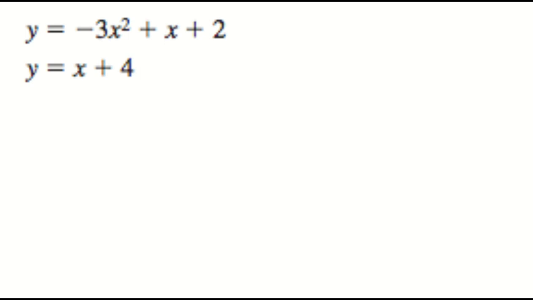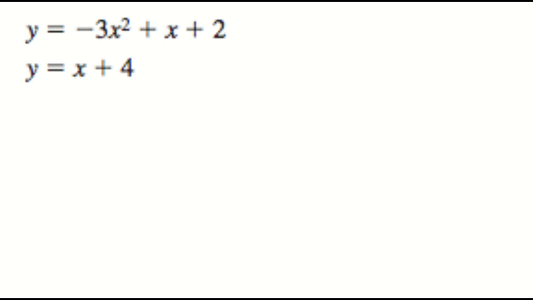So we have negative 3x squared plus x plus 2 is equal to x plus 4. Now remember, our goal is to get this equation equal to 0 so that then we can go ahead and use the quadratic formula and solve for our x-intercepts if there are any. Okay, so I'm going to subtract x, because this x right here is positive, so the opposite is negative, and then subtract 4. Again, we're going to keep this equation balanced.